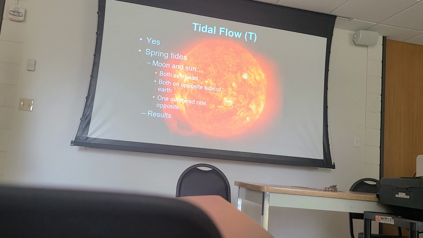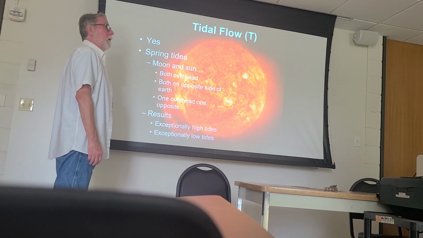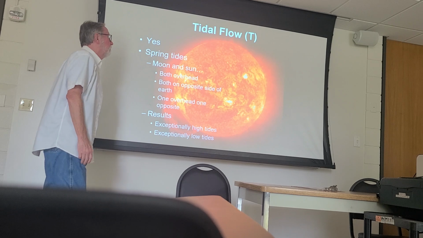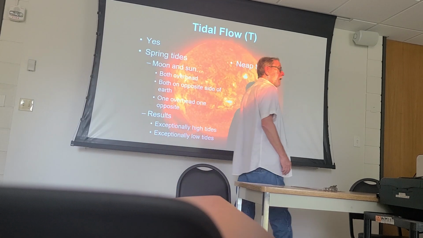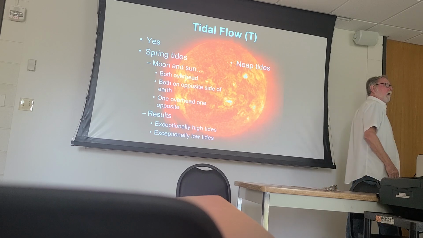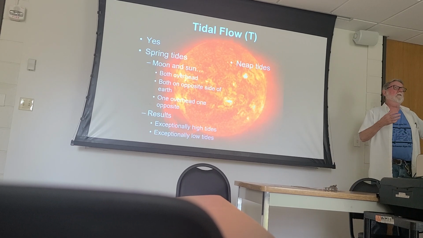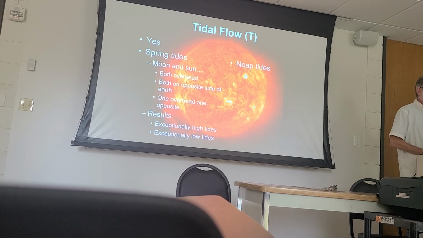Okay, the results are exceptionally high tides and exceptionally low tides. So wherever you are in the world, if you're in a low tide place in the world, it's lower than usual. It goes way out this time. Okay. The opposite are neap tides. And neap tides is when the moon and the sun are working against each other. So they're at right angles to each other.